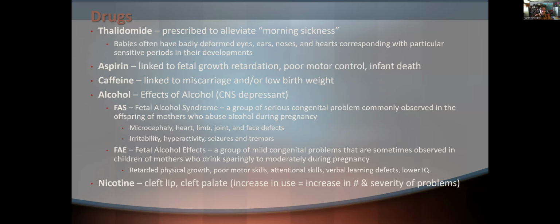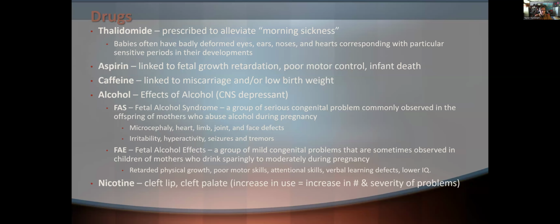Caffeine is linked to miscarriage and low birth weight. Caffeine is a stimulant, and it takes blood, the nourishment, away from the developing fetus. If you drink a lot of caffeine, a little bit's probably okay, but it stimulates circulation. It's a vasoconstrictor. Alcohol is really bad.